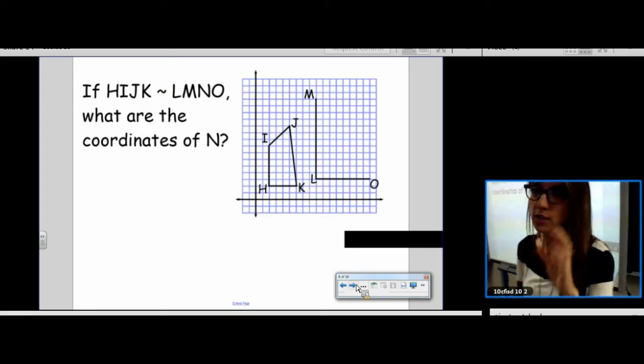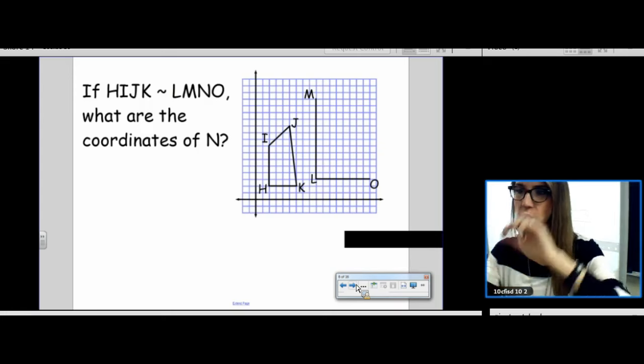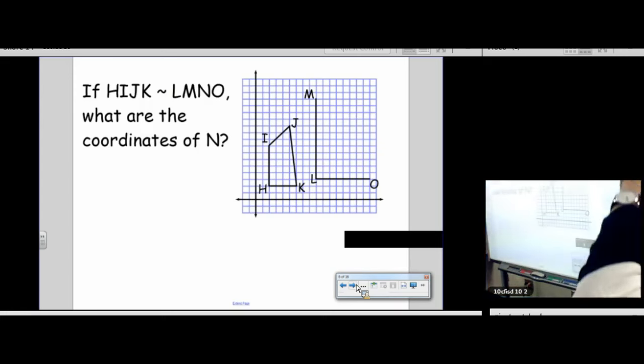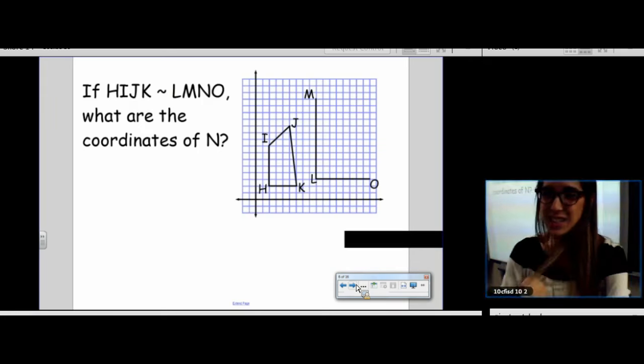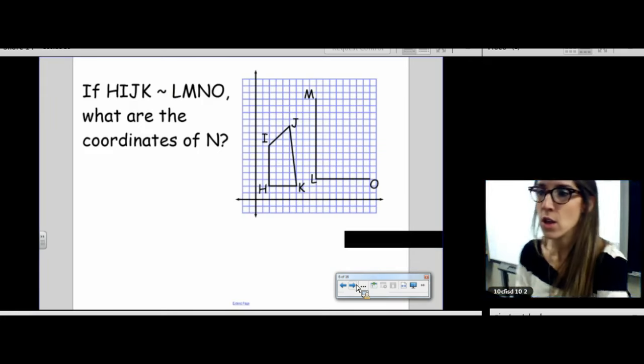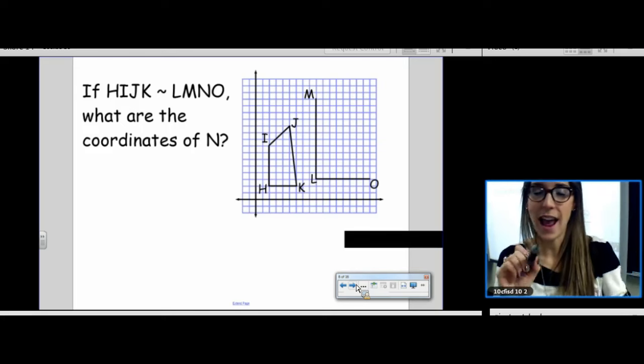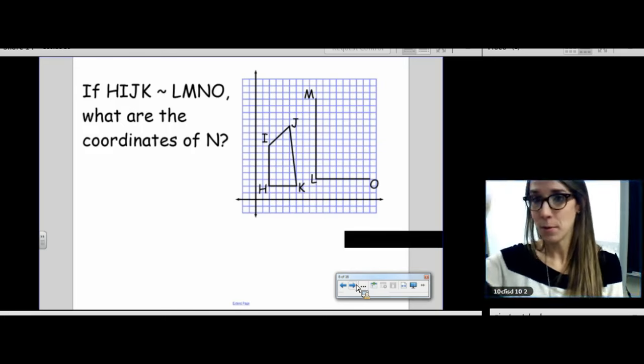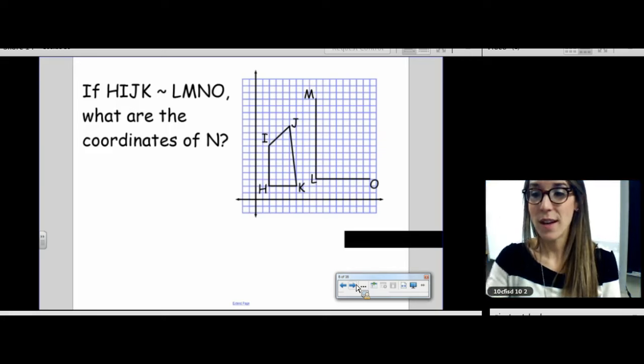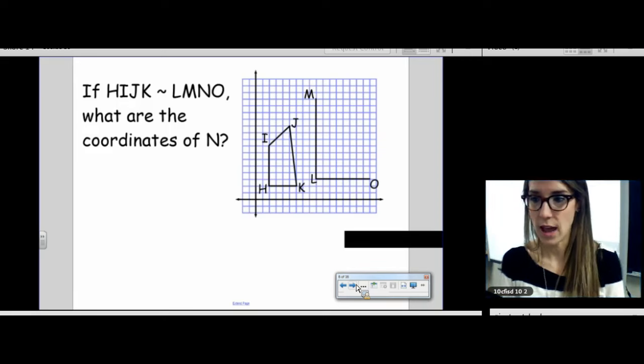All right. If HIJK is similar to LMNO, what are the coordinates of N? Now I know this is hard for you to do because you can't actually touch it with your pencil and count the squares, but let's talk about how you would count this because this one's kind of tough. These are not congruent. You can't just say, I rise 3 and I run 4. You have to use kind of like a scale factor. So we need to be careful.